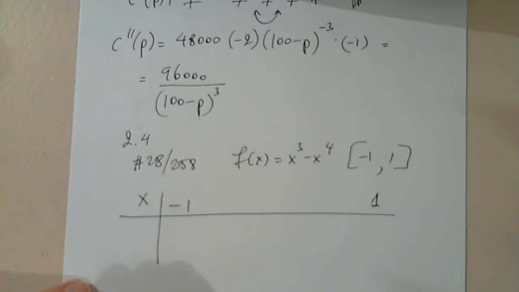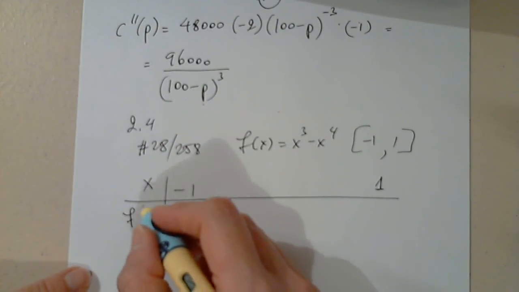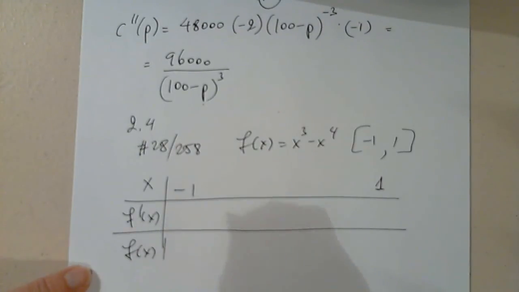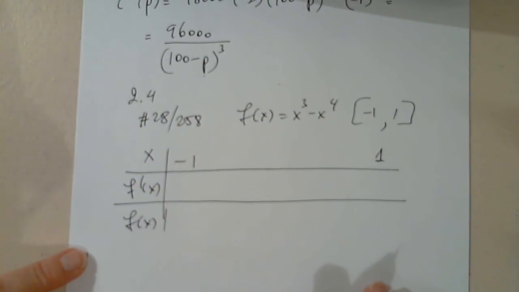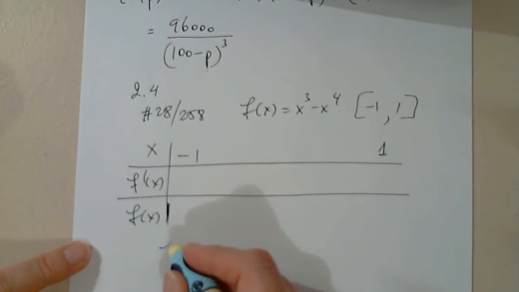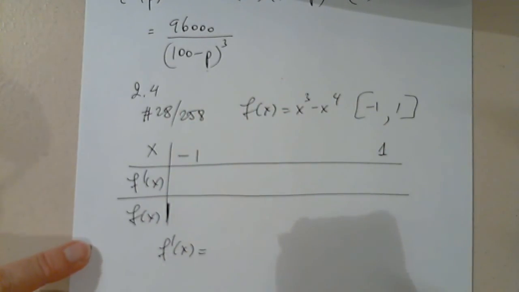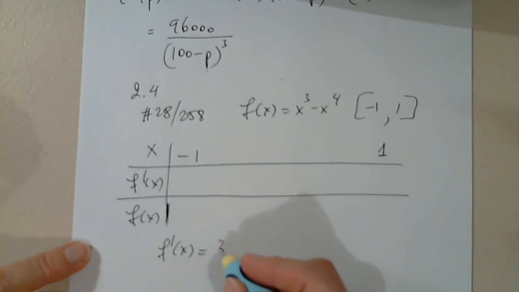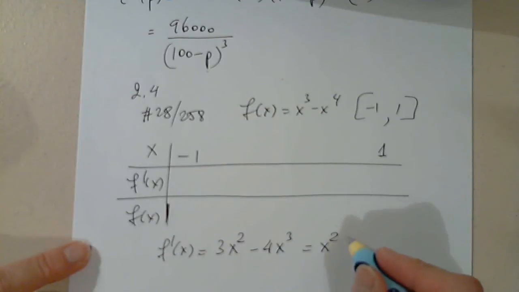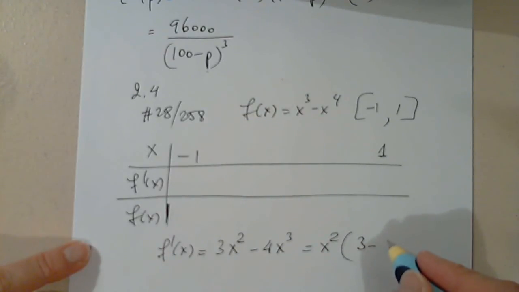We don't have to find anything about that. So now f prime and f of x. No second derivative is needed here. So I go right ahead to find the first derivative. So this is 3x squared minus 4x to the third. I factor out x squared and 3 minus 4x.